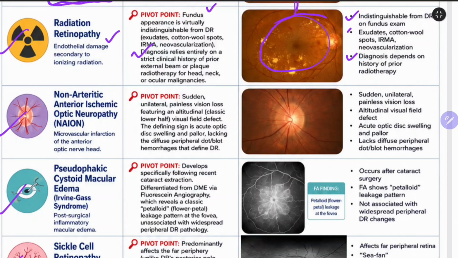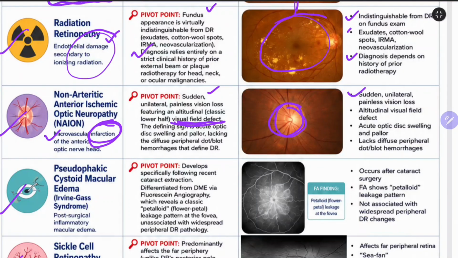Coming to the other thing, that is non-arteritic anterior ischemic optic neuropathy. Microvascular infarction of the anterior optic nerve head. Again this is also an infarction. Here it is the entire globe, here it is the optic nerve head. Sudden unilateral painless vision loss featuring an altitudinal, classically lower half, visual field defect. The defining sign is acute optic disc swelling and pallor, lacking the diffuse peripheral dot and blot hemorrhages that define diabetic retinopathy. Why pallor? Because of ischemia. Pallor and swelling also.